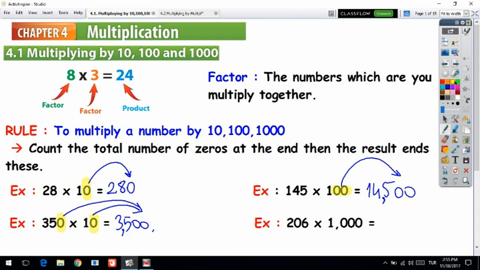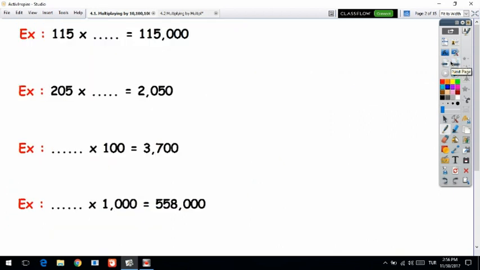Now there is one thing left. Let's look at this one. How many zeros do we have at the end of the number? Just at the end. Can we accept this zero? No, because it's in the middle. So I just look at the zeros at the end. 206 times 1 is equal to 206. How many zeros did I close? 3. I bring 3 zeros at the end. So 1, 2, 3, comma. Then we can read the number: 206,000.